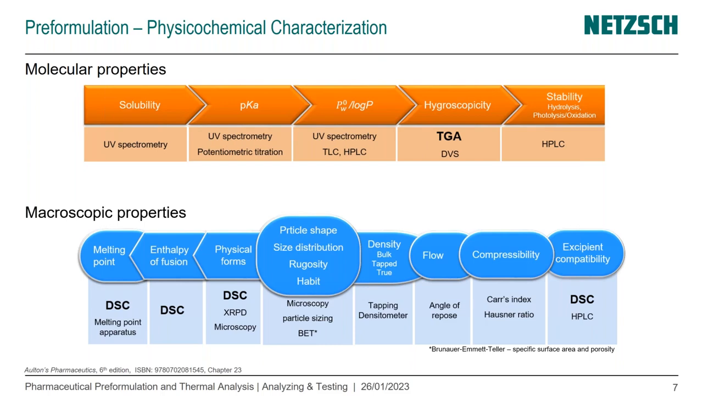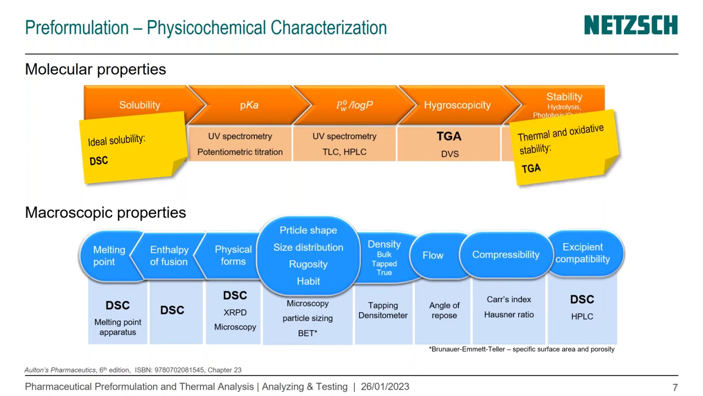And the excipient compatibility is determined, characterized using DSC or HPLC. So we see here the thermal analysis present in many of the steps of characterization, but we can also use information related to DSC that we get from the DSC studies to estimate the ideal solubility. And the thermal and oxidative stability can be determined using TGA.